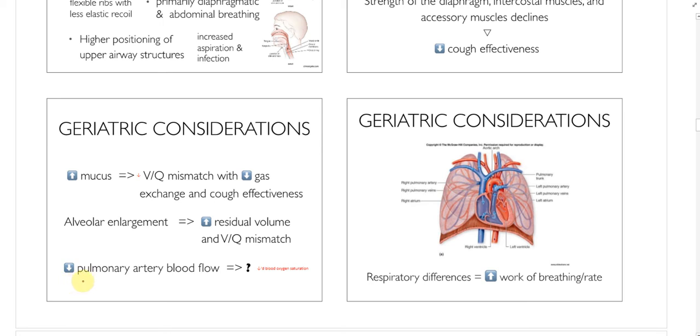We also, over time, may have a decrease in pulmonary artery blood flow for a number of reasons, such as valvular problems and heart failure, multiple different problems. That may lead then to even further decreasing in blood oxygen saturation. All of these differences that occur between geriatric and pediatric respiratory systems compared to a normal adult lead to an increased work of breathing and an increase in respiratory rate.